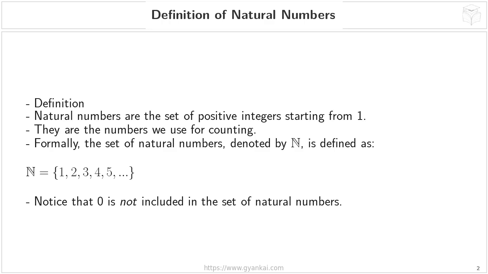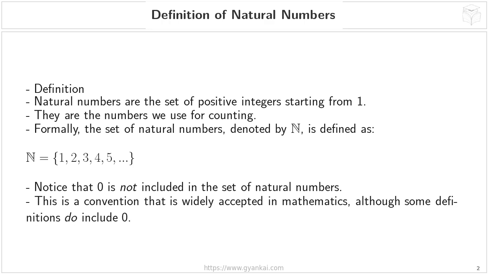It's important to note something that often trips students up. 0 is not included in the set of natural numbers. While it's true that some mathematicians do include 0 in their definition of natural numbers, for the purposes of this tutorial, and in many common mathematical contexts, we will stick to the definition that excludes 0. It's a convention, a rule we agree on to avoid confusion.